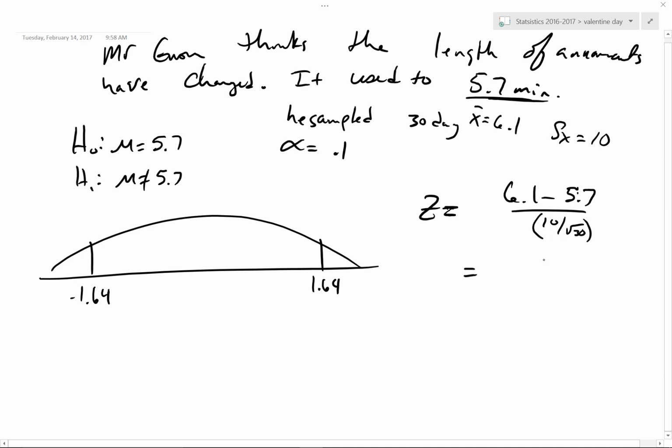Anyway, what does that come out to be? Something like very small, but positive. What is it?